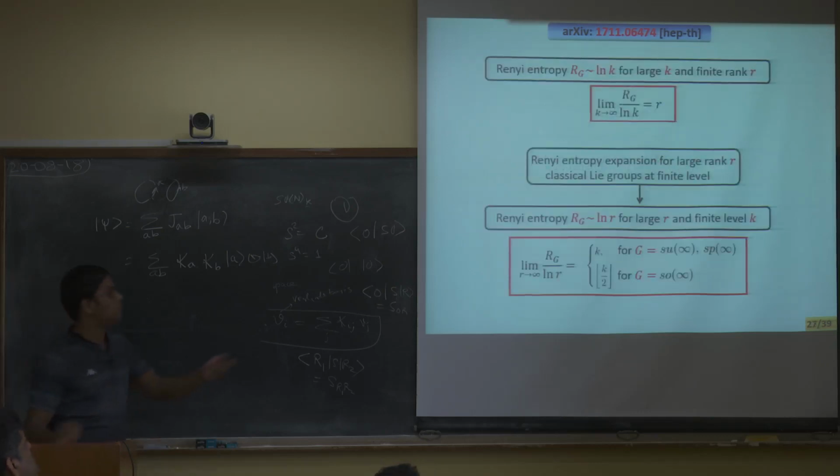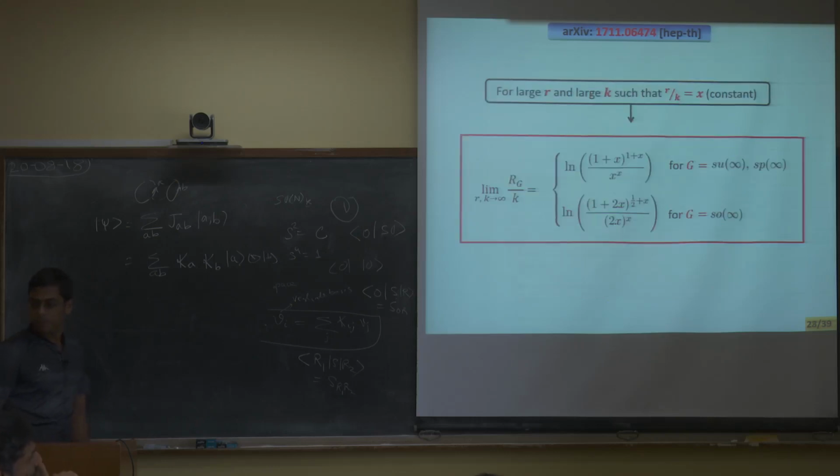So this is the expansion. There's an asymptotic: the Renyi entropy divided by log K goes as R, the rank of the group. This is the expansion when the rank is large but the Chern-Simons level K is finite. This is the result when both the rank and the level are large, but their ratio is constant.